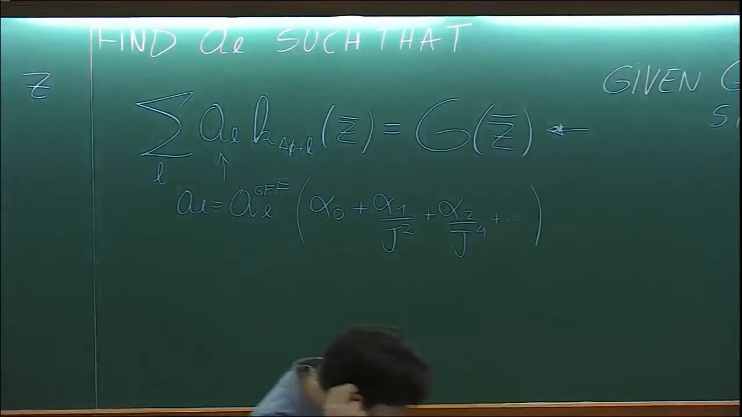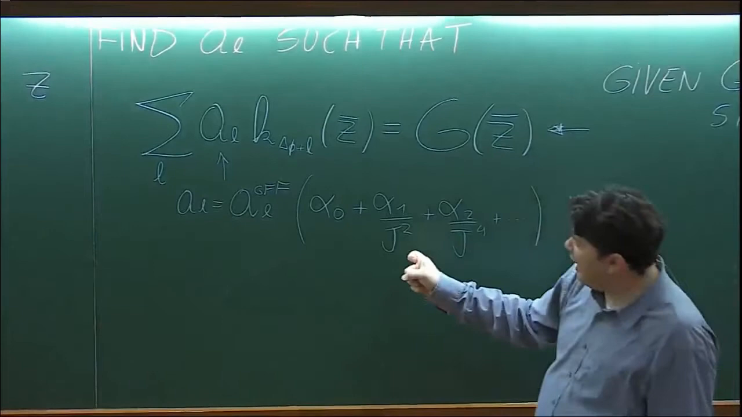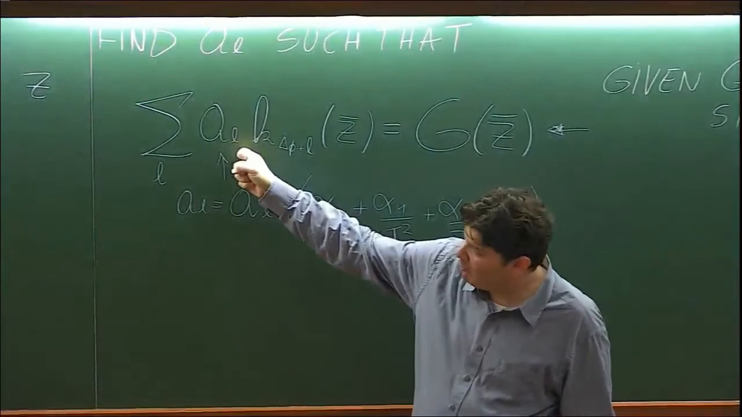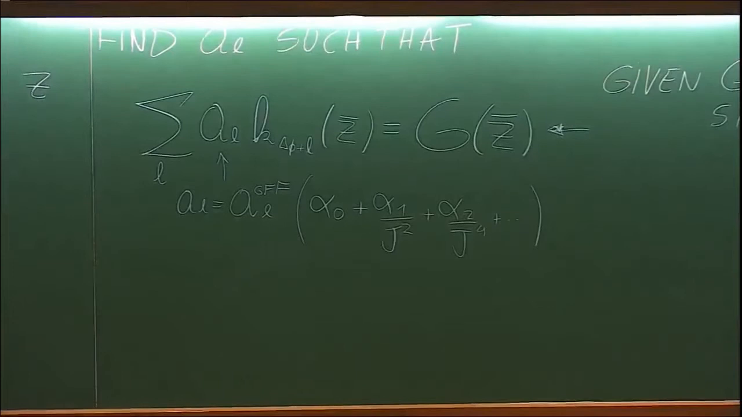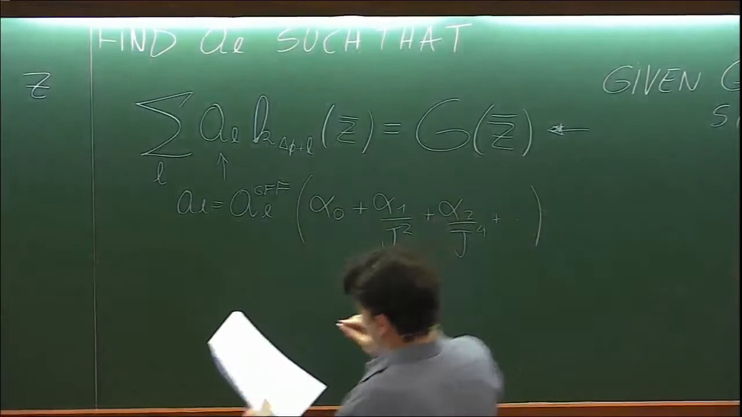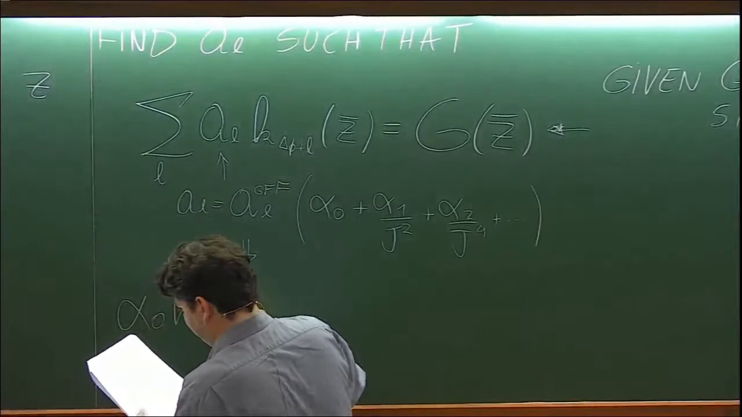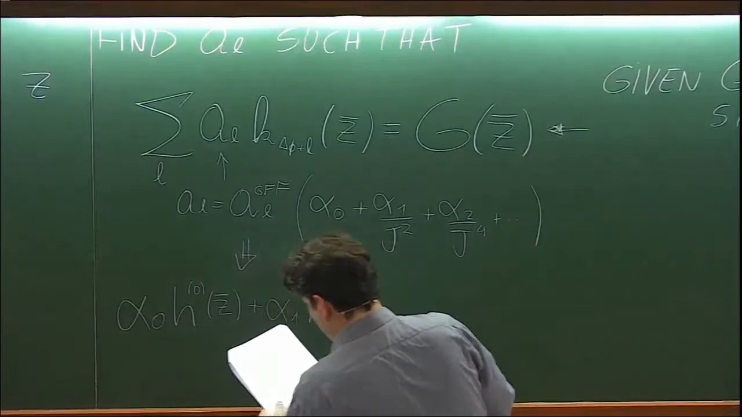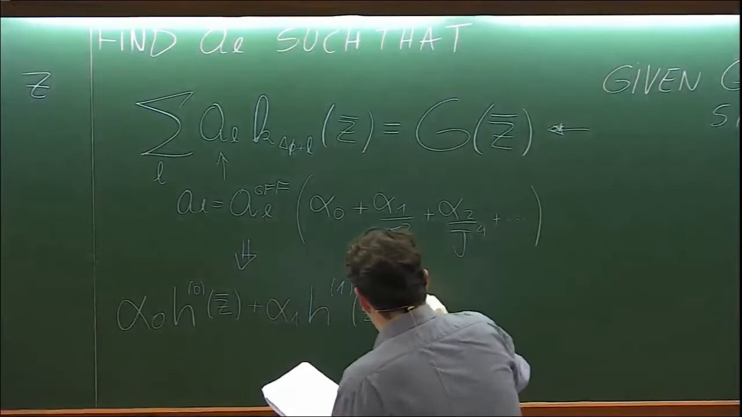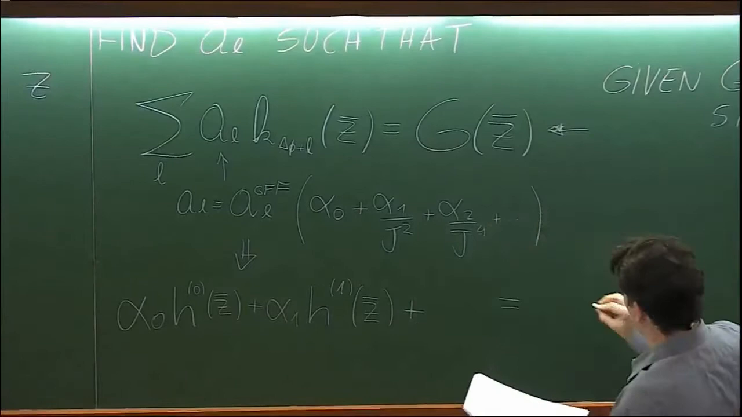But then, there is something quite cool, because now you take this, you plug that here, and you see that what we are left with on the left-hand side are our beautiful functions. So the problem we wanted to solve has become alpha 0, h 0 z bar, plus alpha 1, h 1 z bar, plus dot, dot, dot, and this has to be equal to G of z bar.